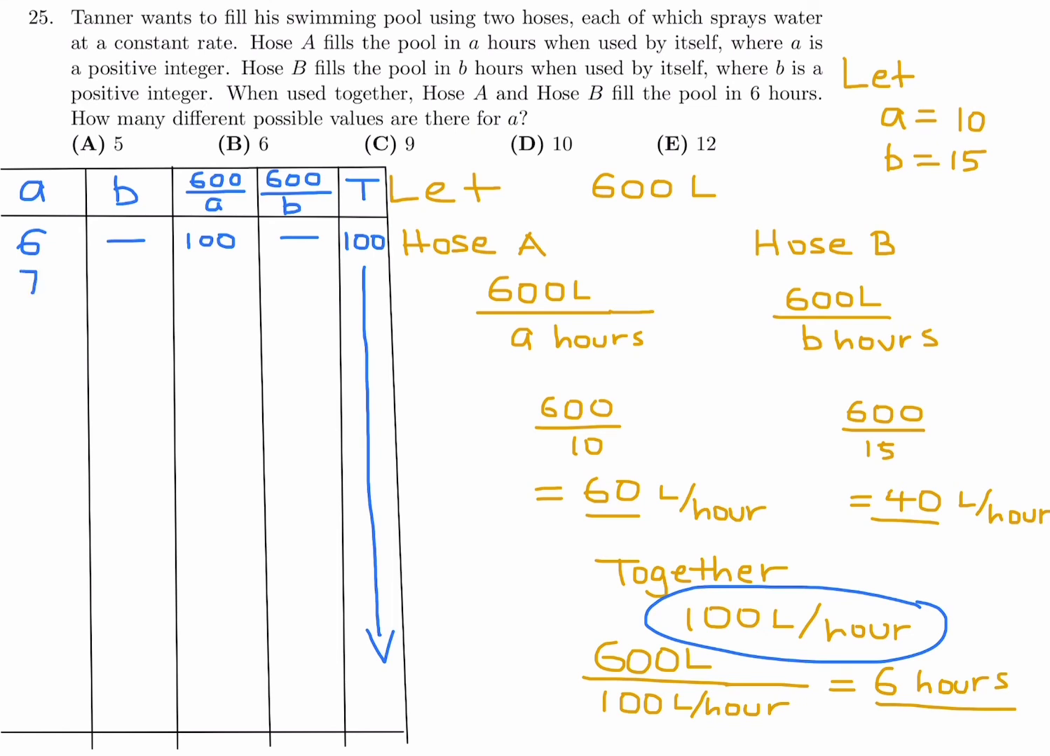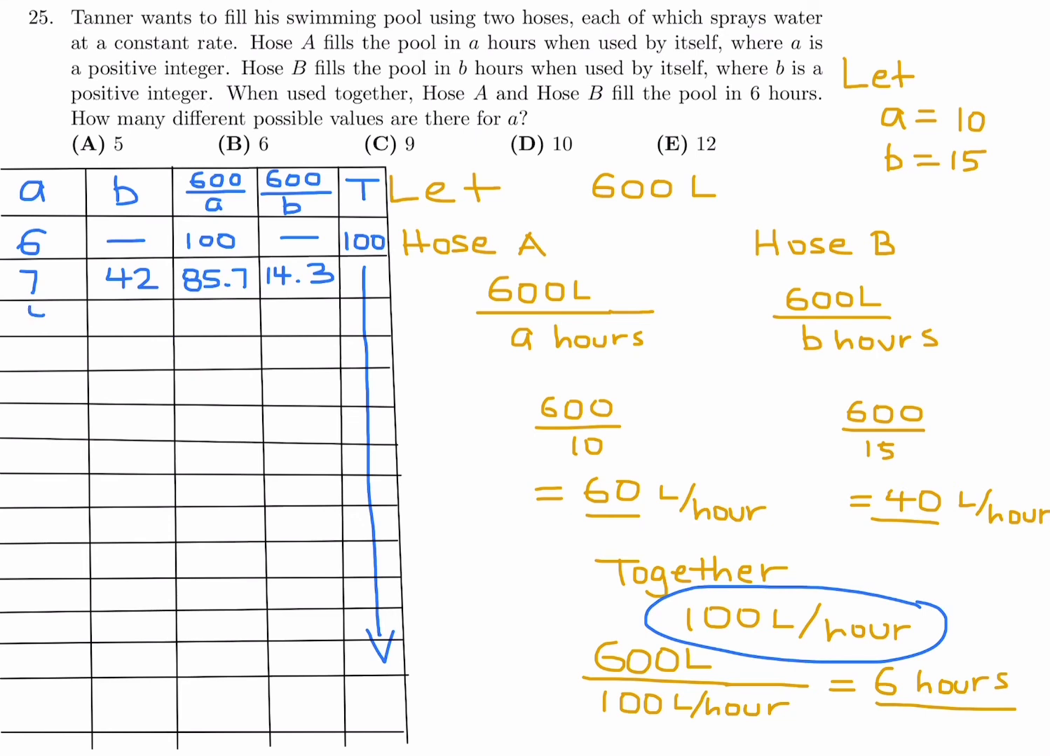How about 7? If it's 7, this becomes 85.7 approximately. Therefore, this would be approximately 14.3. And these are very easily calculated numbers on any calculator. And if you do this, you get a B value of 42. Okay, so I encourage you to figure that out on your own. And let's keep going. If A is 8, then this would become 75. Therefore, this has to be 25. And therefore, this will be 24.